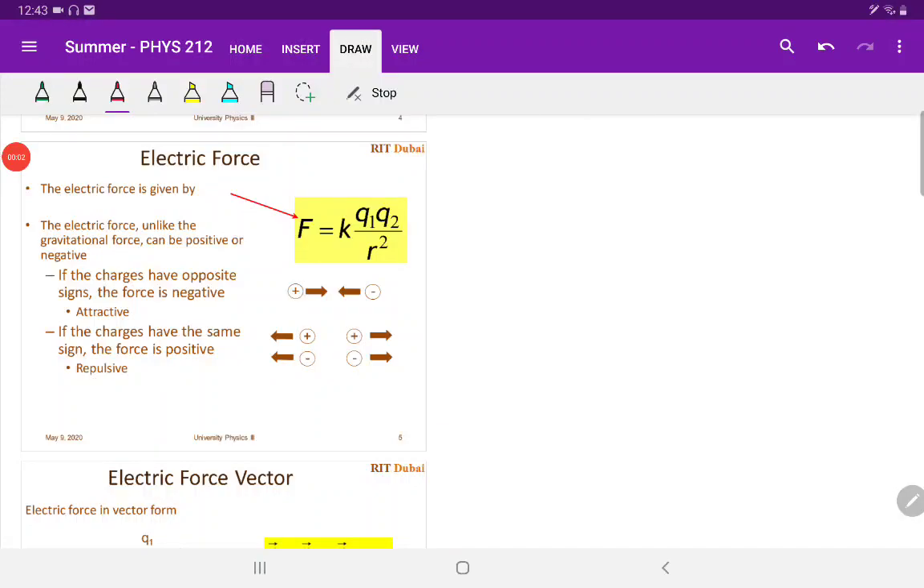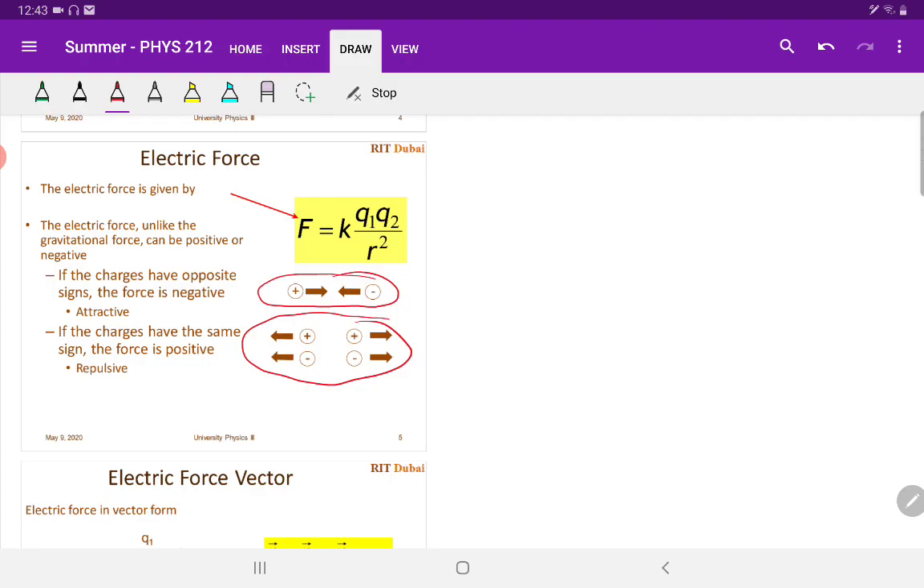Okay, we'll come to the second part. Now, in this part, we try to describe the direction. And as we said, the direction depends on what kind of charge we have. Are the two charges similar or opposite? If we have similar charges, as we said, we will have a repulsive force. If they are opposite, we'll have an attractive force.